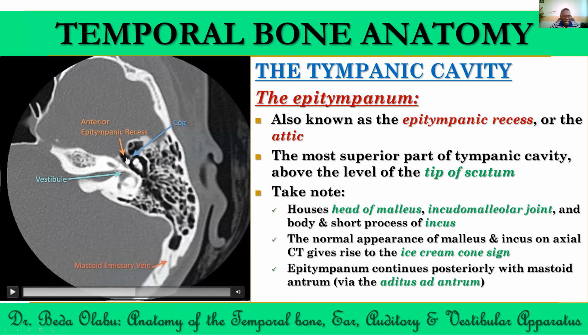You may have some anterior recess of the epitympanum. The anterior recess of the epitympanum is simply called the anterior epitympanic recess, which is this one. And occasionally there's a bony ridge that separates the actual epitympanum from that anterior recess. That bony ridge is what we call the cog, as you can see there. All right, so that's the ice cream cone appearance with the malleus and body and short process of incus.